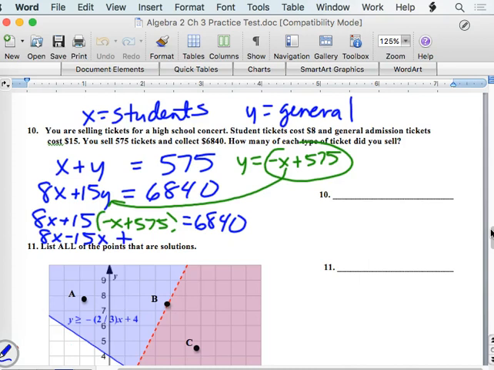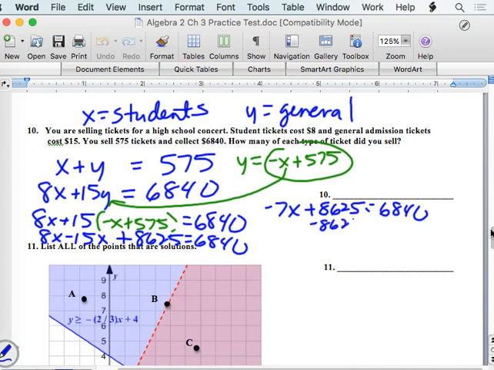15 times 575 is 8625. Combine like terms. 8x minus 15x is a negative 7x. And then we have plus 8625 equals 6840. And then we have to subtract.